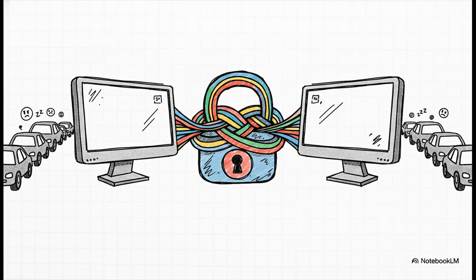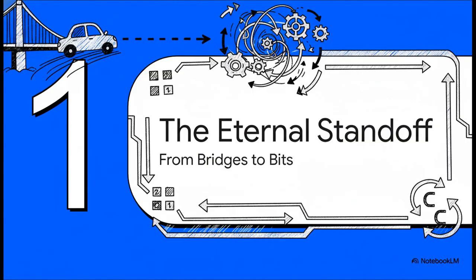It's a digital gridlock where two or more programs or processes are just frozen in time, each one waiting for the other to give up something it needs. And just like those cars on the bridge, well, they're going to wait forever. All right, so let's take that idea from the physical world of bridges and cars, and let's see how this whole mess plays out inside your computer, in the world of bits and bytes.